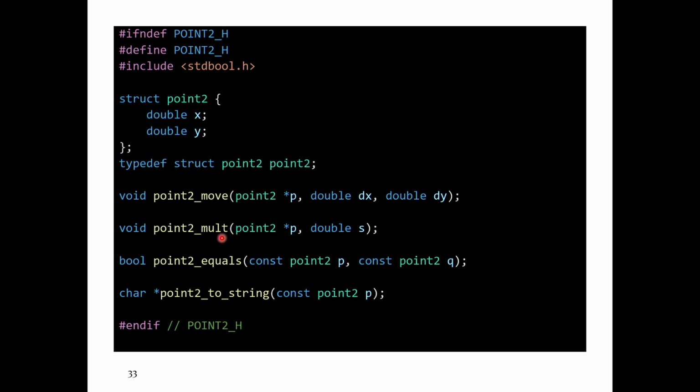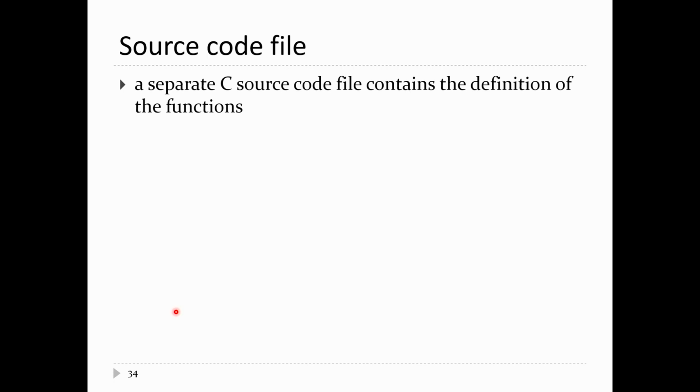point2_mult is the multiplication function, point2_equals is the equals function, and point2_toString is my string function. Notice that this returns a pointer to a char. C doesn't have any proper strings. In C, a string is just an array of char. So when you return a string from a function, you're just returning a pointer to some array.